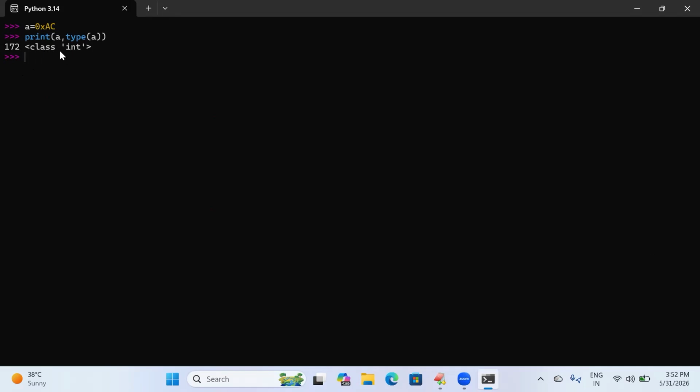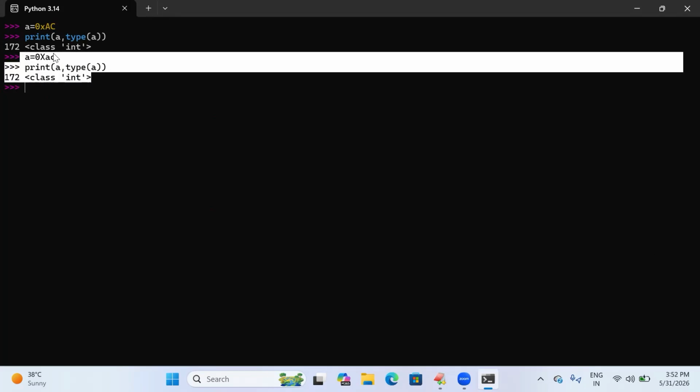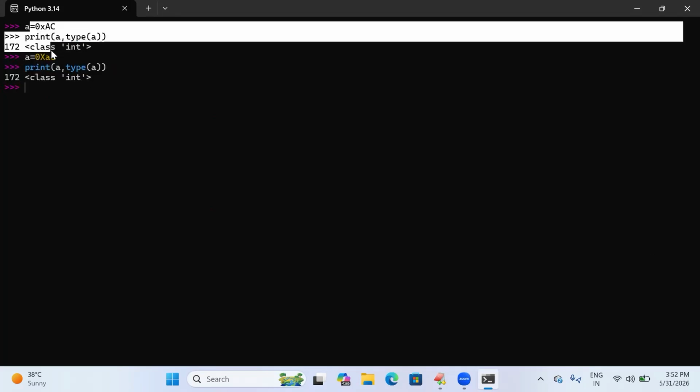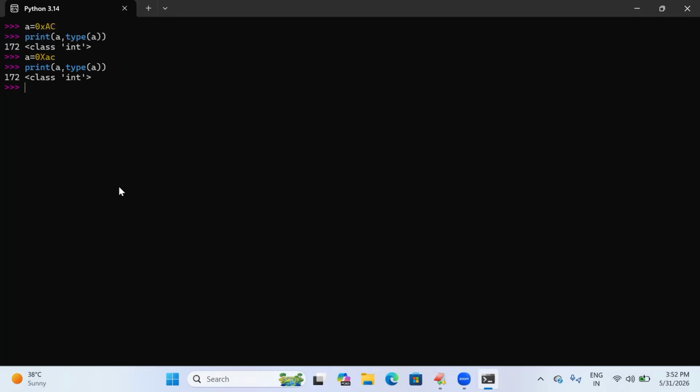So the main point is int can store hexadecimal number system values also. So let's see, we are declaring capital X, small a and small c. See, it took it, right? So I'm trying to print a. Same answer. We can use uppercase or lowercase while declaring hexadecimal values.